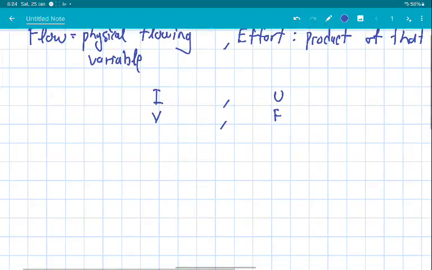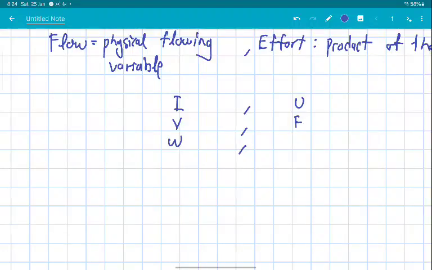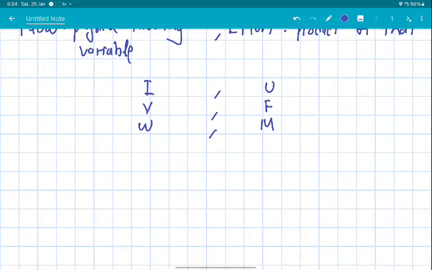So going back to our flow variable and effort variable. When you have velocity, this is in terms of linear motion, but we also have rotational motion. In rotational motion, it would be angular speed, and the rotational equivalent of force would be moment. And also, in terms of water, we have the flow rate and the pressure.